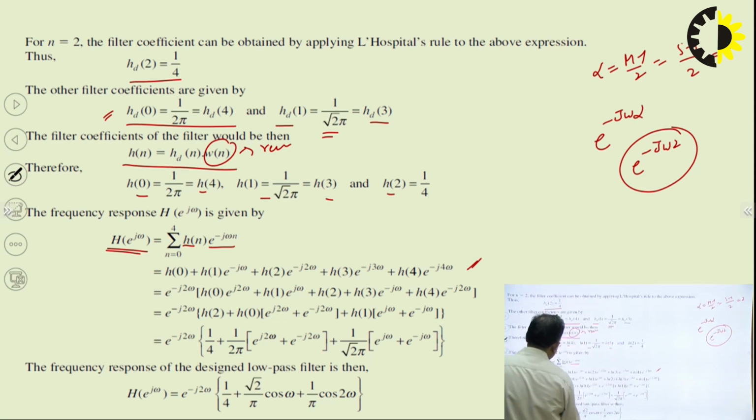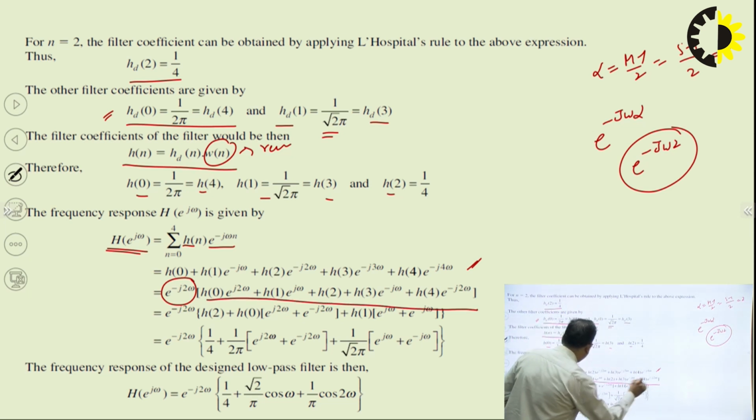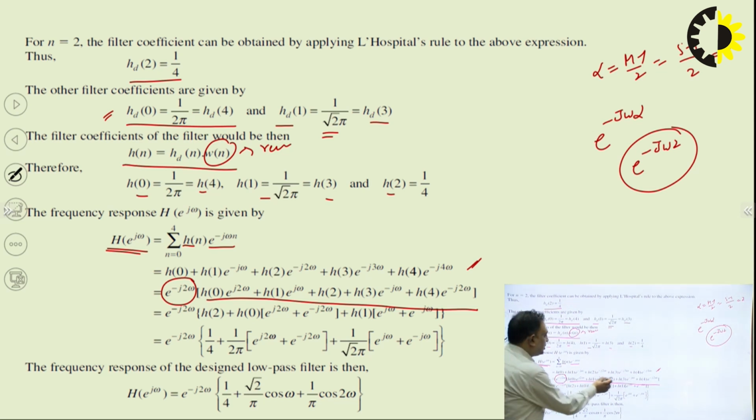So what we will do, we will take the e to the power minus j2 omega term outside, then h0 e to the power j2 omega, accordingly we have changed this. Now you know h0 will be equal to h4, and h1 equals h3. So you can take h0 common, so e to the power j2 omega and e to the power minus j2 omega terms will be there, and along with h1, the h3 term will be combined. So e to the power j omega plus e to the power minus j omega.